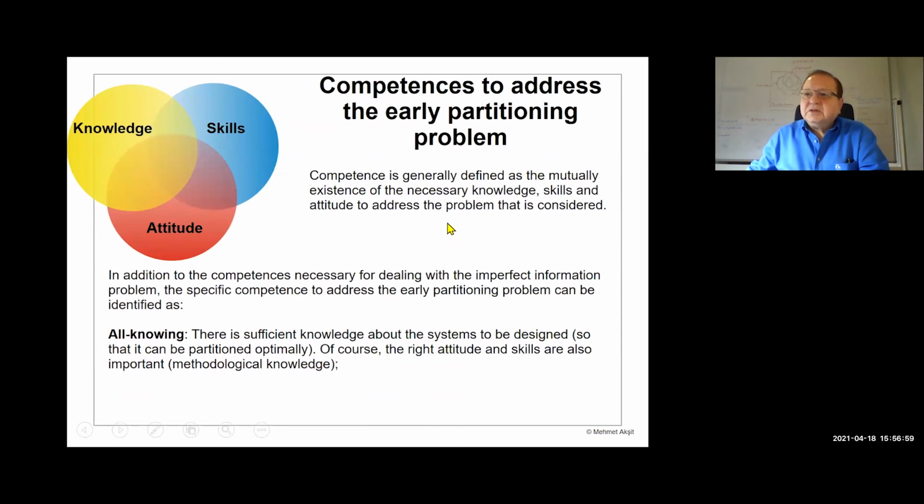Well, what is a competence? Competence is generally defined as the mutual existence of the necessary knowledge, skills, and attitude to address the problem that is considered. I want to now refer to the all-knowing competence within the context of the early partitioning problem. What is the all-knowing competence? There is sufficient knowledge about the systems to be designed so that it can be partitioned optimally.